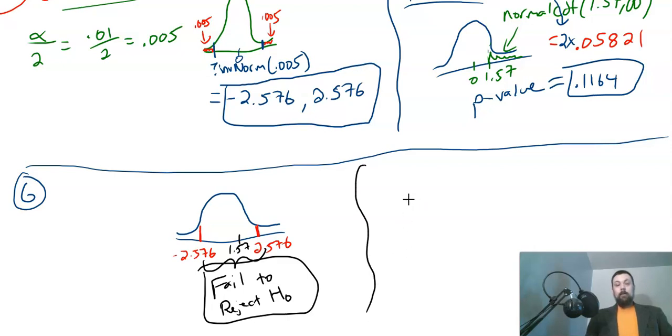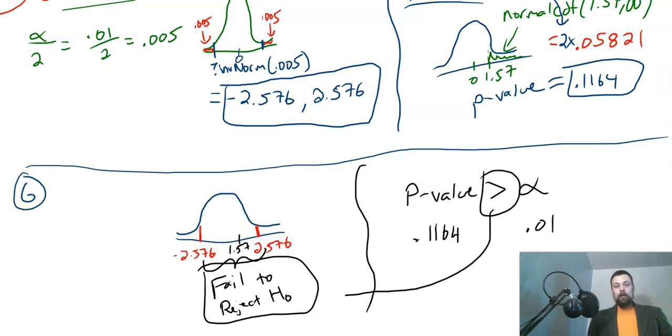For the p-value, we compare the p-value to alpha. In this case, the p-value is 0.1164. The alpha was 0.01. The p-value is greater than alpha. If the p-value is greater than alpha, same conclusion. You fail to reject the null hypothesis. Only if the p-value is less than alpha do you reject the null hypothesis.